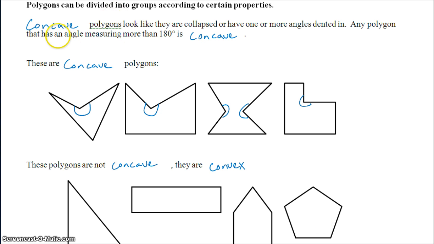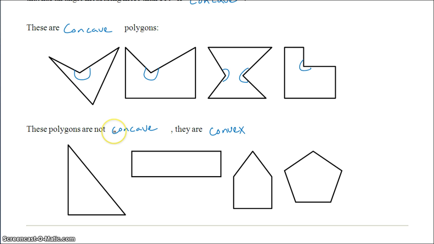So the two that you need to know for concave and convex, remember, concave dents in, it's caved in, and a convex polygon is the opposite of that. It is not concave, it's convex.